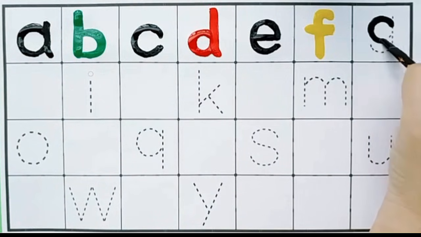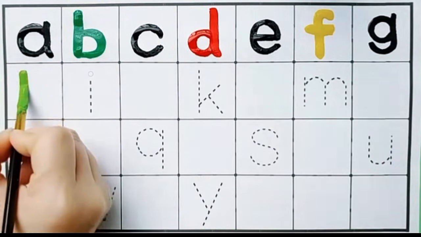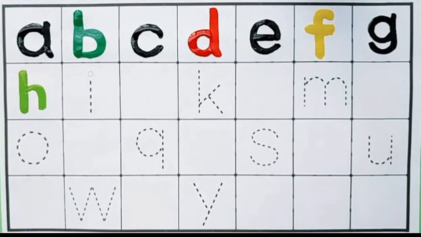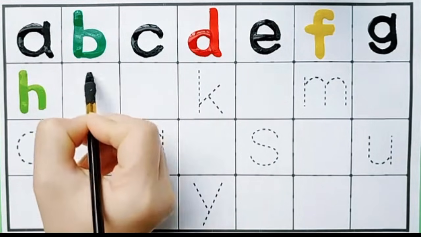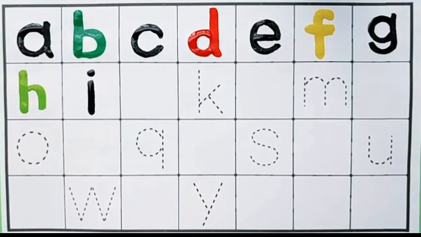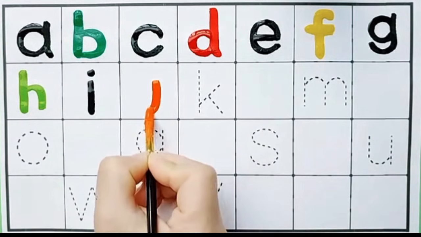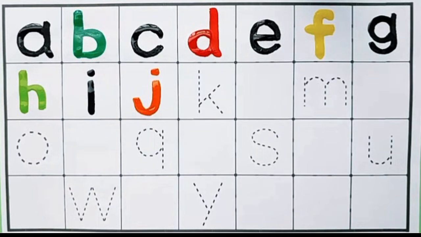G for goat. H for horse. I for ice cream. J for juice.